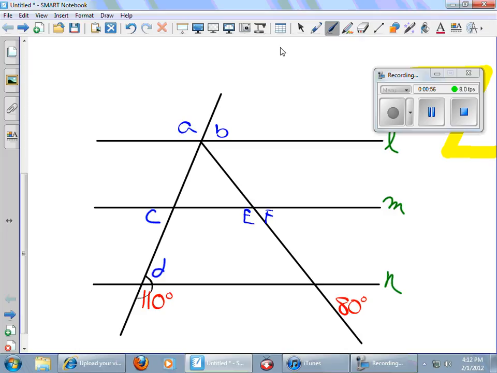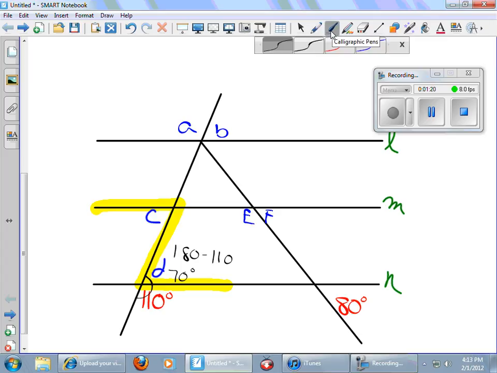I know angle D is cake because I have a half circle there with the 110. If I do 180 minus 110, I get 70 degrees. D must be 70 degrees. Check this out. I happen to have a handy old Z here. And remember, the Z's represent alternate interior angles. The two angles inside the Z are called alternate interior, and they are congruent. D equals 70 degrees. Therefore, C equals 70 degrees.